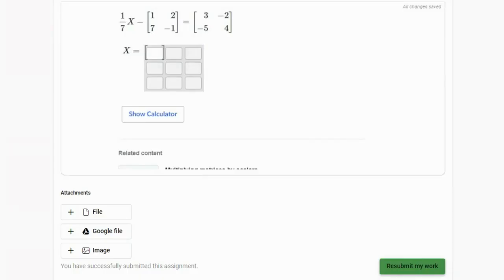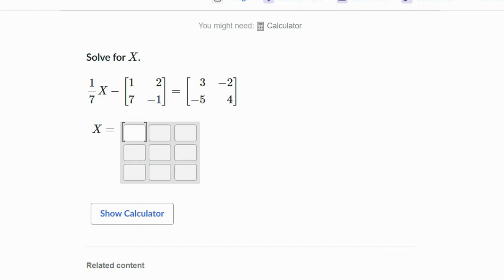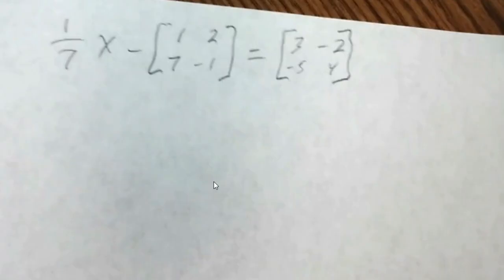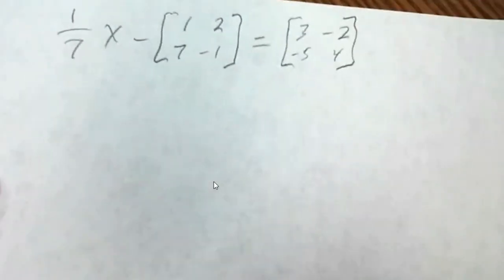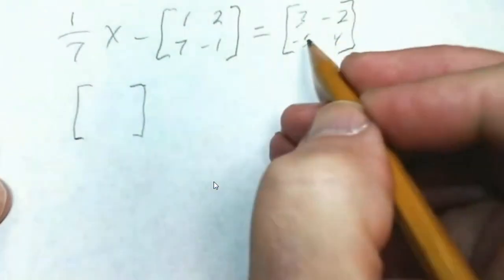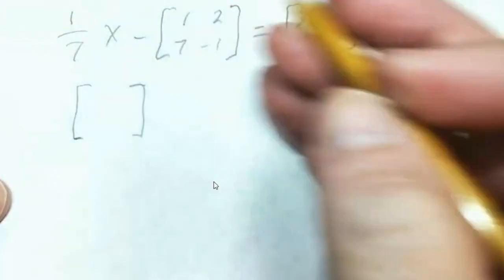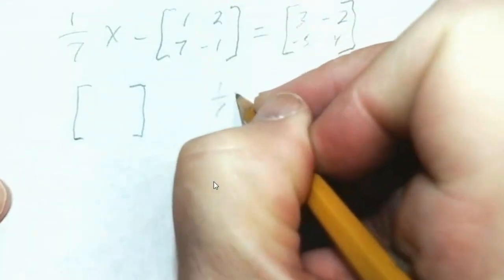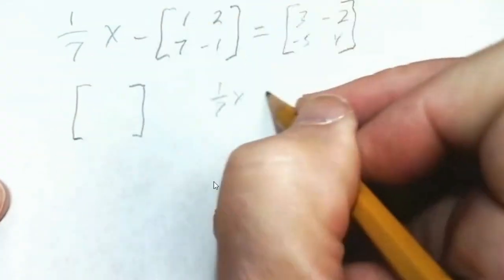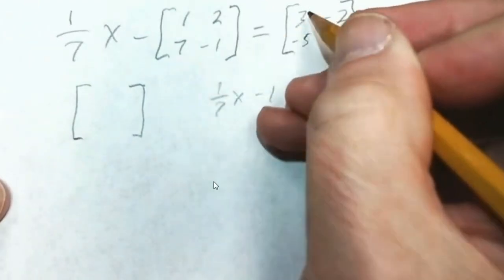Now let's look at it to see what the answer would be, just so we can work on our skills. Because this one has a fraction, and it might work for you, and then you're like, oh gosh, how do you do that? I'm going to put another sheet of paper up here. X is a matrix that's the same size as these. And 1/7 X minus 1 should equal 3.